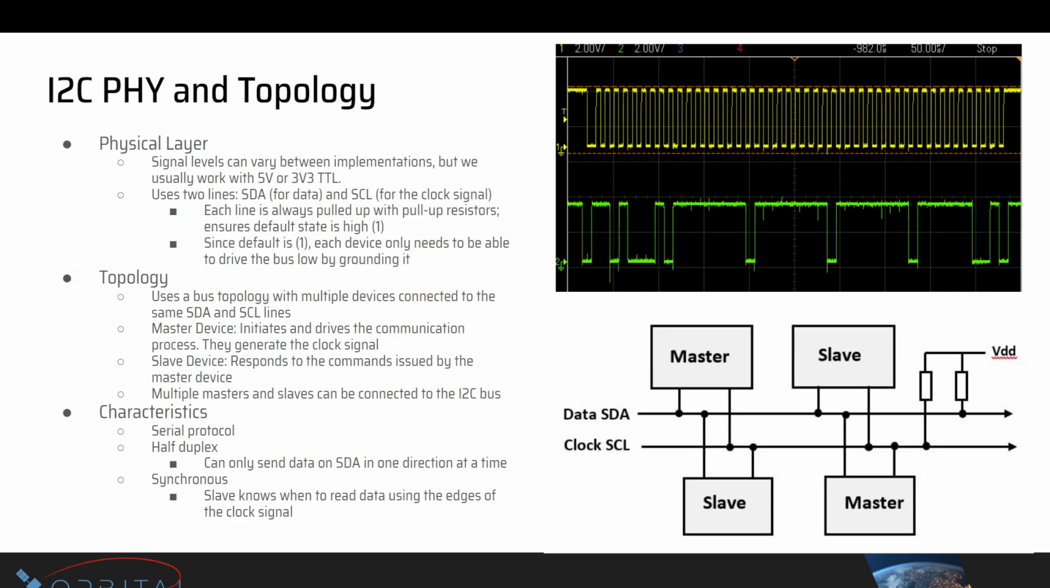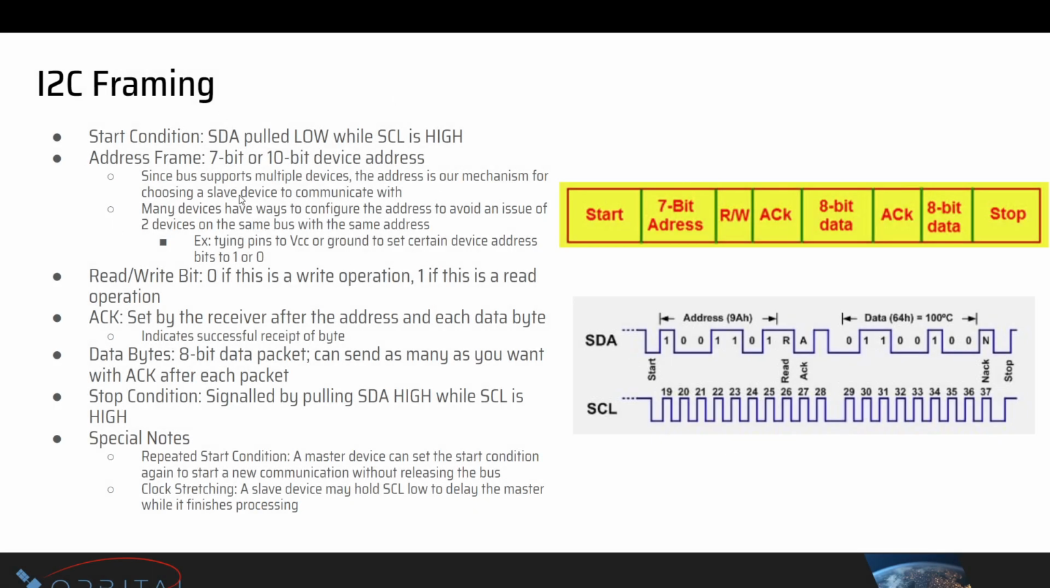Like if I start my sentence with "Yo George," and then continue, you already heard that I was talking to George at the beginning, so you just ignore the rest. But George heard his name, so he'll start listening to whatever I'm saying, and that's basically what the addresses are. So you can have 7 or 10 bit addresses, and that's our way of choosing which slave device you want to communicate with.